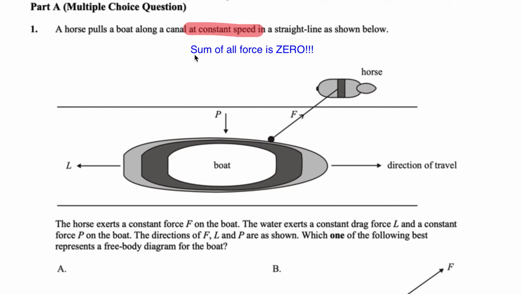So constant speed means the sum of all the forces is zero. If the sum of all the forces equals zero, it means the force diagram in the end gives you a closed shape. Right? We said any closed shape, in the end the sum of all the forces would be zero.